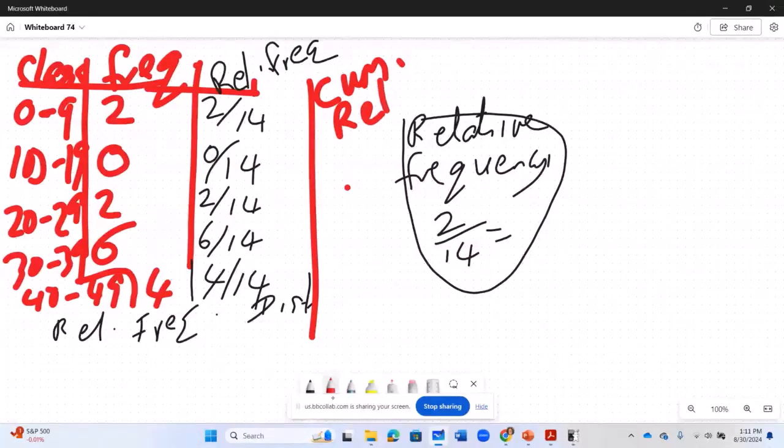I can call that column cumulative relative frequency. In other words, I have to cumulate the frequency from that number to the top. So I will put an arrow. The cumulative relative frequency for the first class is 2 out of 14.